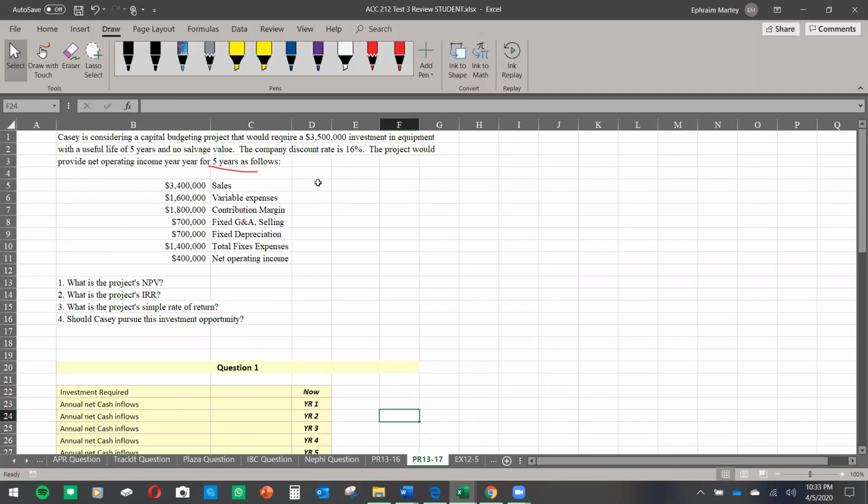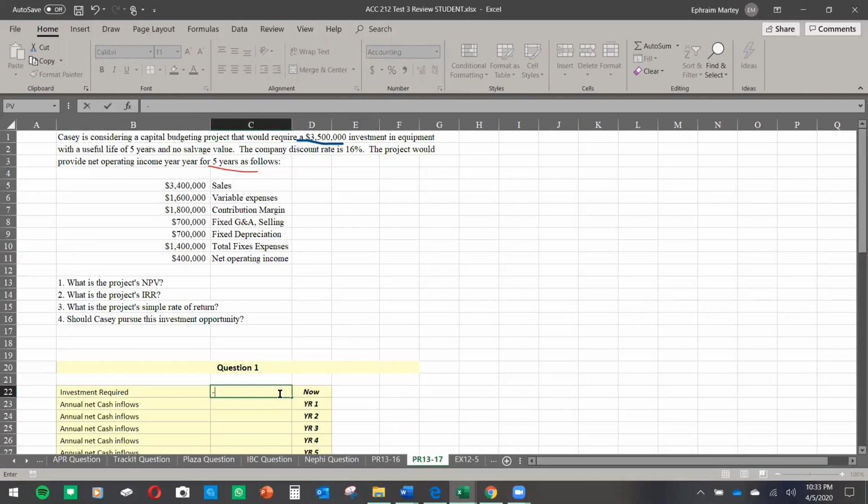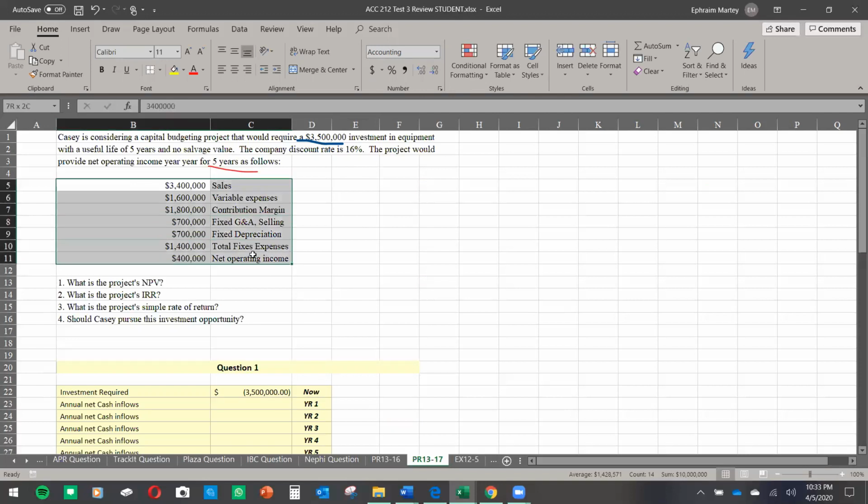And what is my investment? What do I need to invest right now? It says here, will require 3.5 million investment. Right over here. So what I will do is I will just put a cash outflow of 3.5 million. It's getting late. Okay, cash out for 3.5 million. And now, what is my cash inflow? This seems to be like an income statement.